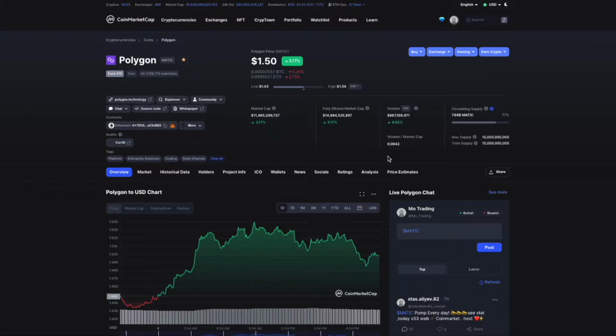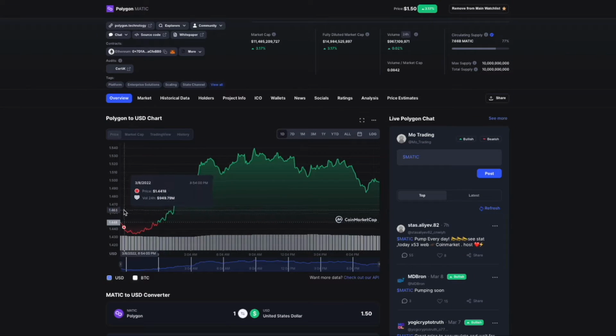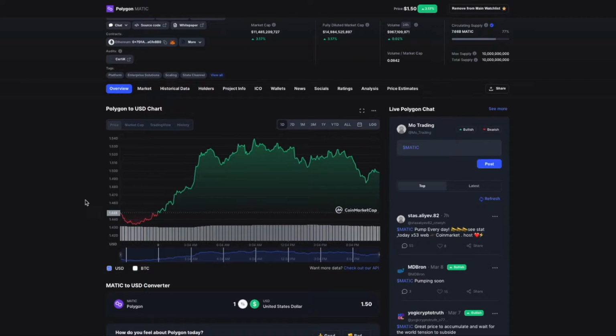So looking on CoinMarketCap, you can see Polygon is currently up 3.17% at the time of recording, which is really good. You can see here on the chart provided by CoinMarketCap that Polygon was trading around 1.432 at the start of the day, and then price pretty much just went bullish from then onwards, and we did reach the highs of 1.540.